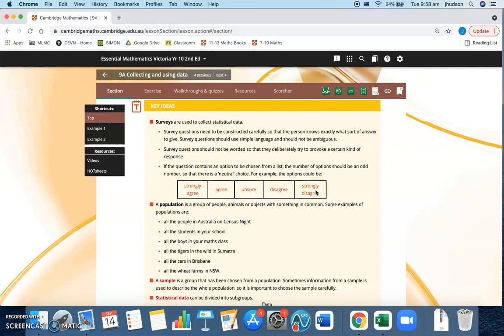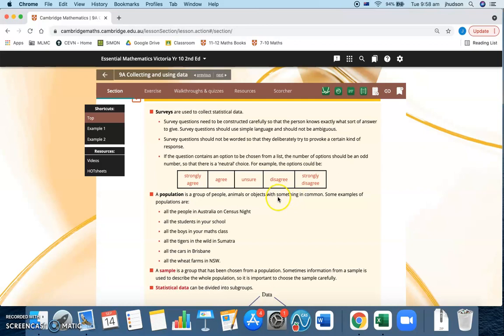Sometimes you might be asked for an actual number as an answer. It might be like a scale of 1 to 10. There's a whole heap of different answer ranges that you might be given in different surveys. The purpose of doing a survey is to work out something about a population of people, so to get information about a population.